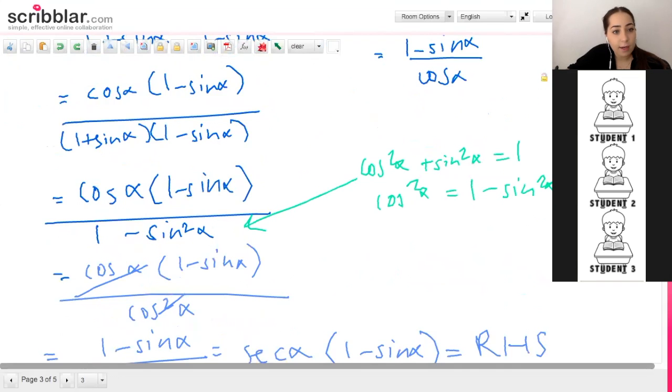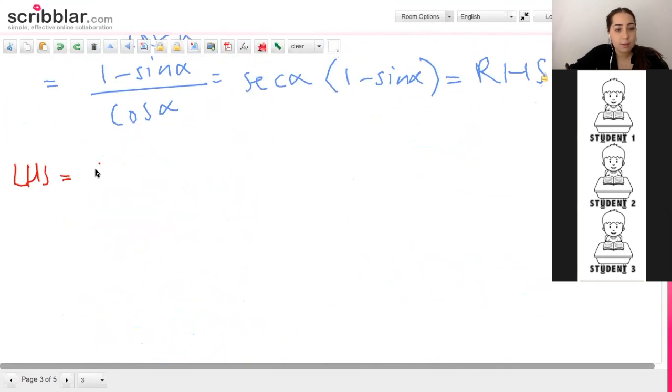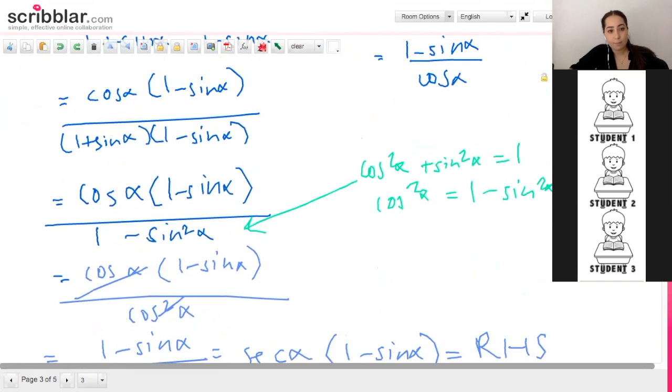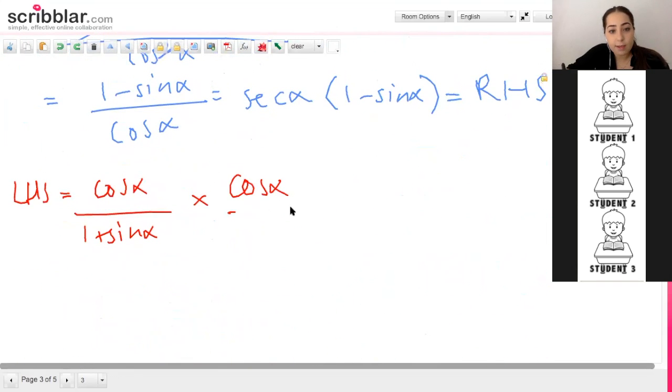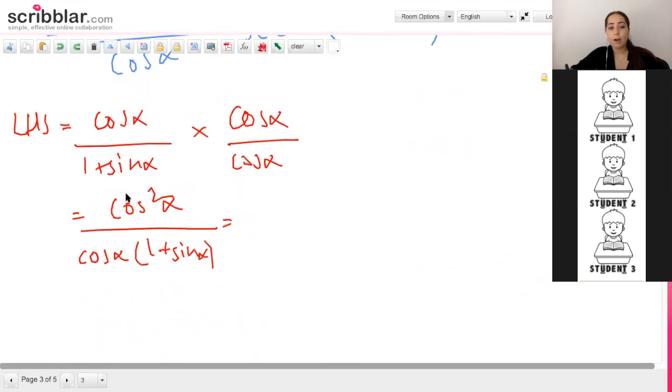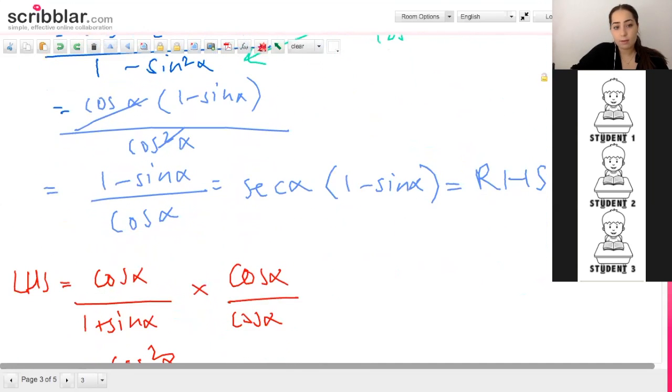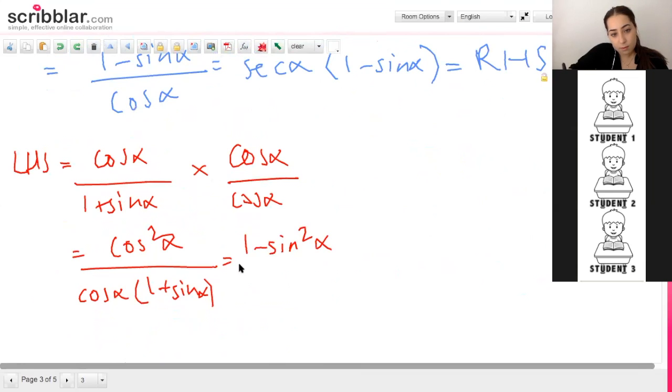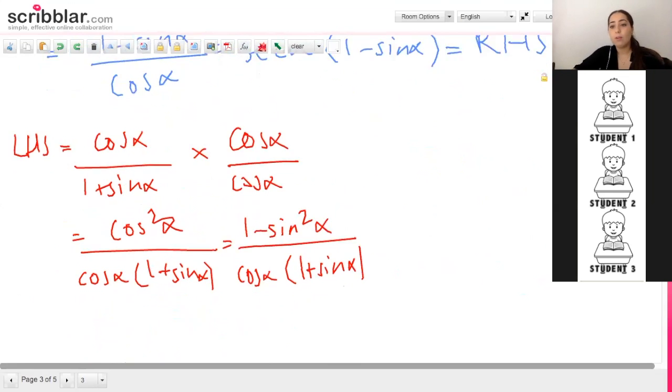So if the left-hand side is cos alpha over 1 plus sine alpha, you said times the top and bottom by cos? Yeah, let's do that. So if I times the top by cos alpha and the bottom by cos alpha, I get cos squared alpha at the top, and I get cos alpha of 1 plus sine alpha at the bottom. And cos squared, you can rewrite as 1 minus sine squared alpha, over cos alpha of 1 plus sine alpha. And now what would you do, you think?